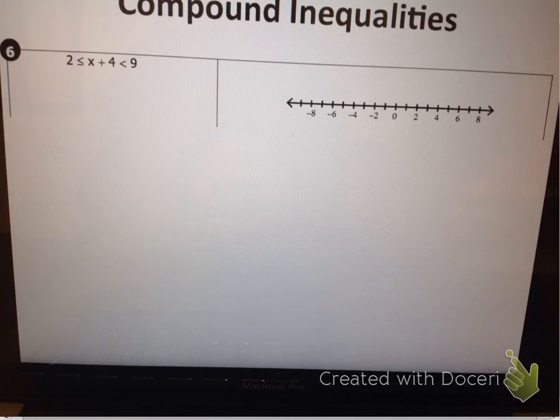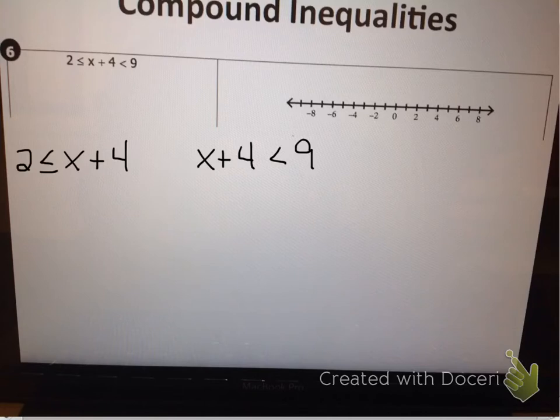On problem number 6 on your note sheet, we have 2 is less than or equal to x plus 4, which is less than 9. So here's what we're going to do. I want you to write two inequalities. The first one being what you see on the left: 2 is less than or equal to x plus 4. The other inequality I want you to write is x plus 4 is less than 9. Now, what this is going to do is help us to solve for the two solutions we should have for x.